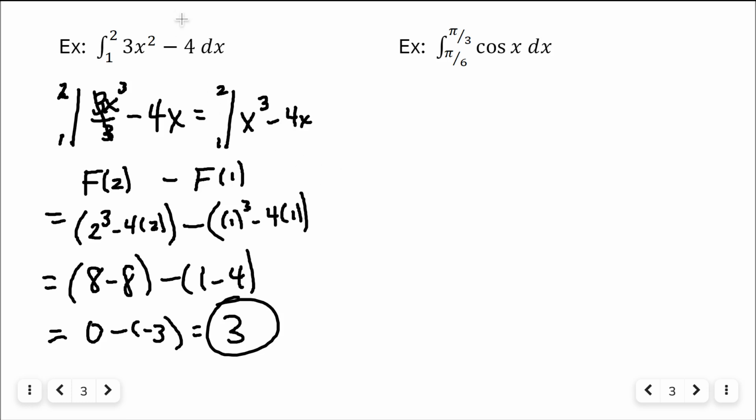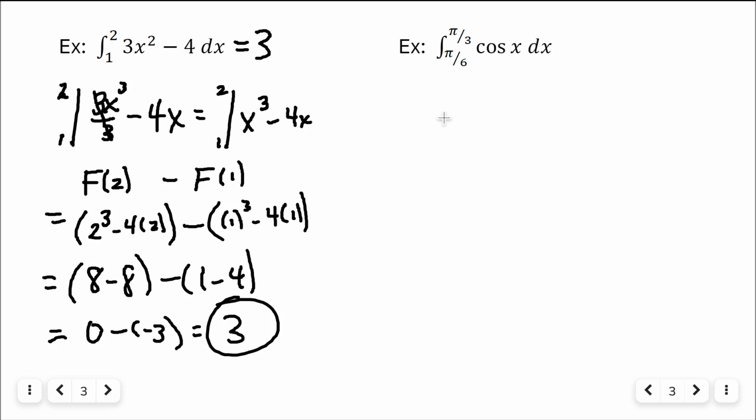This means that the area underneath the curve from 1 to 2 of this function, 3x squared plus 4. So if I were to graph y equals 3x squared plus 4, then find the area underneath that curve between x equals 1 and x equals 2, you'd get 3. Okay, that's what it means.